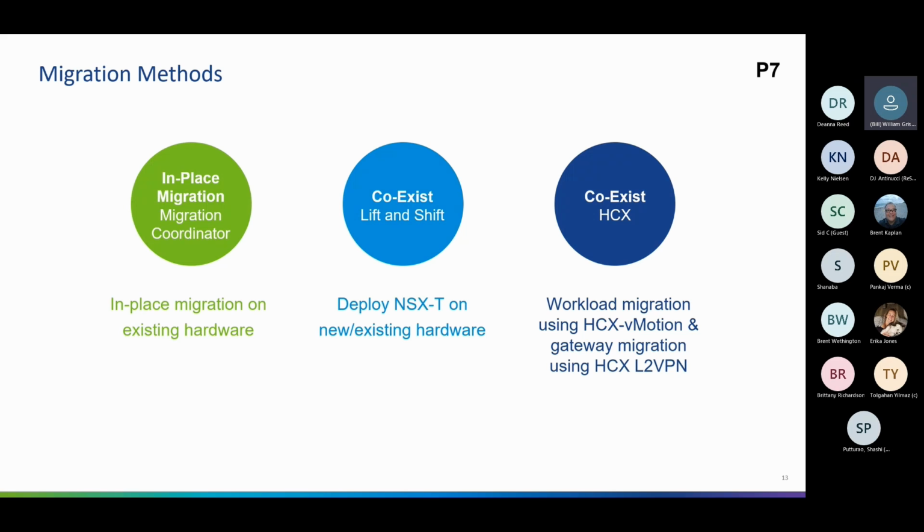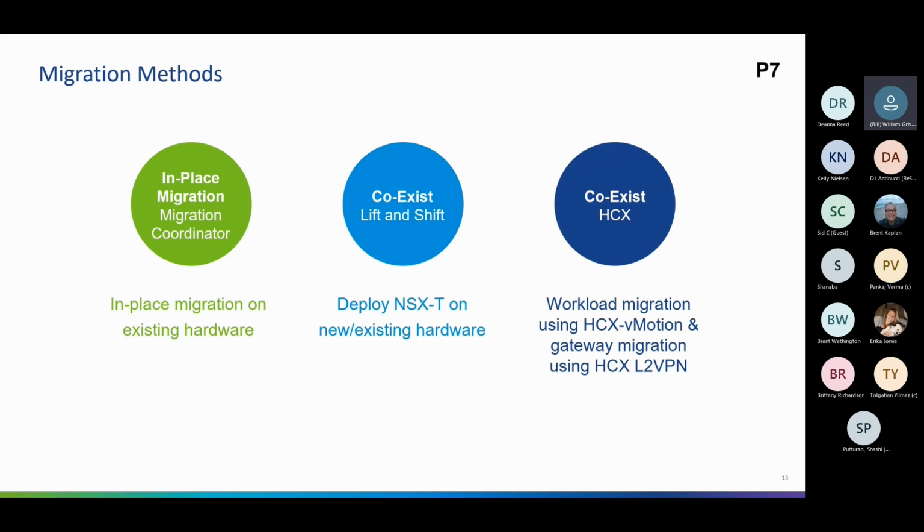Coexist is similar to a lift and shift, but it's a brand new clean target. Usually it's a VCF platform. Customers have a brand new, pristine, greenfield VCF environment. And what we'll end up doing is using HCX or bridge to migrate the workloads over into that brand new target. So there's many different ways to do it.